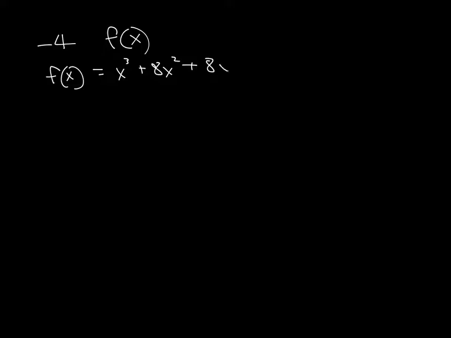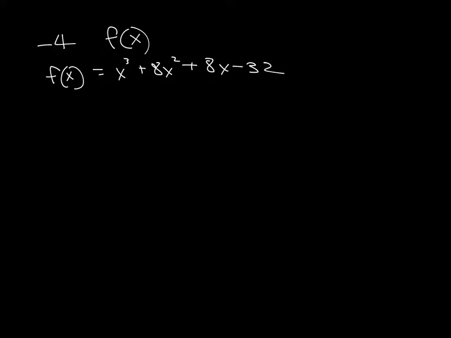Alright, so example 4 says determine whether negative 4 is a 0 of f of x when f of x equals x cubed plus 8x squared plus 8x minus 32.